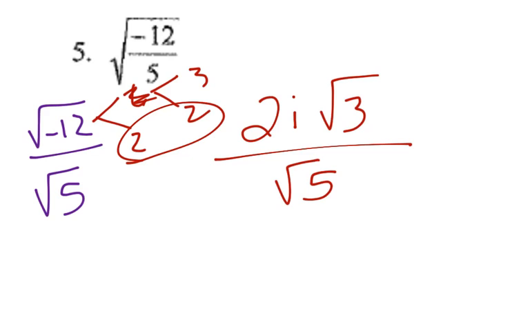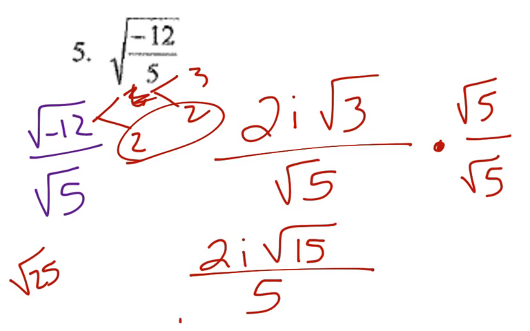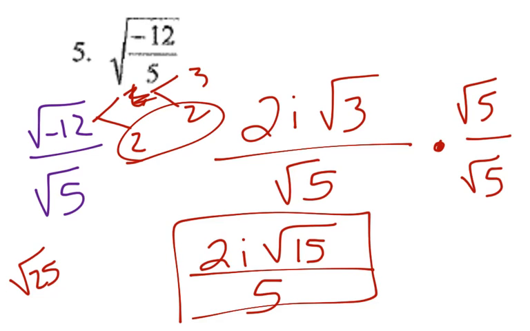The way you fix that is you multiply the top and the bottom by the square root of 5. The square root of 5 is causing the problem, so that's what we multiply by. So on the top, it becomes 2i square root of 15 over square root of 5 times square root of 5 would be the square root of 25, which we know is 5. Just a little thing to remember, anytime you multiply the square root of something by itself, you just lose the square root and it becomes that number.